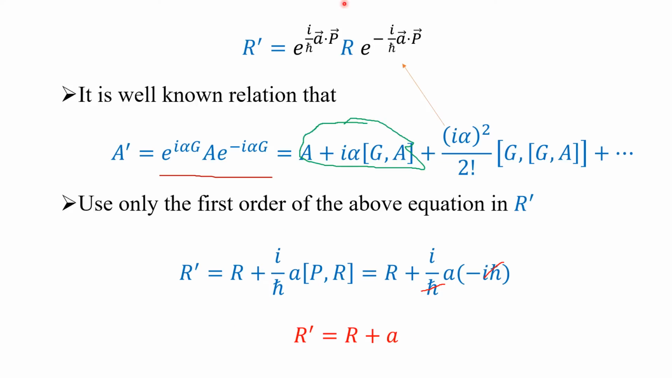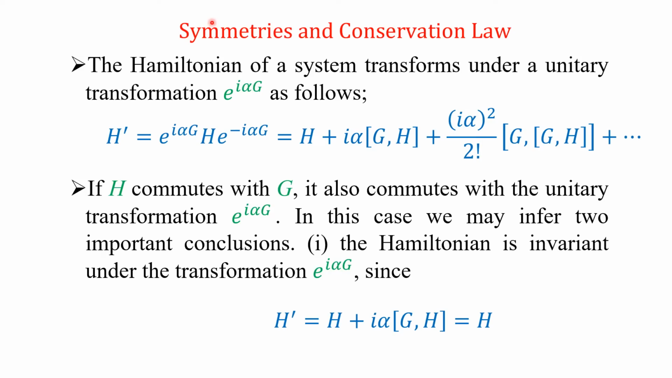when we operate the spatial translation operator on the wave function. The wave function is shifted from psi of R to psi of R plus A. So we have proved this using the commutator relation. So far, we have seen the finite time translation and finite spatial translation.